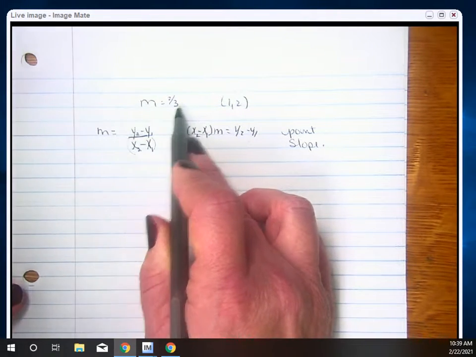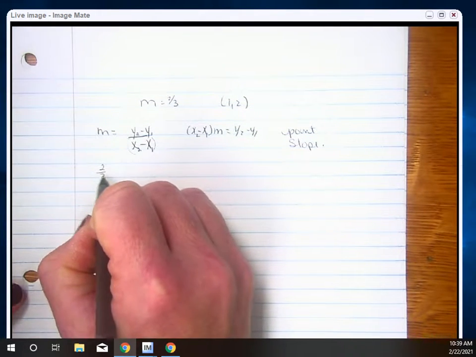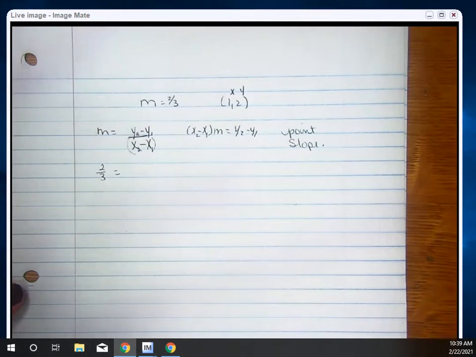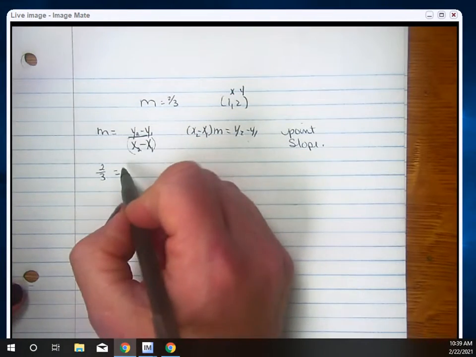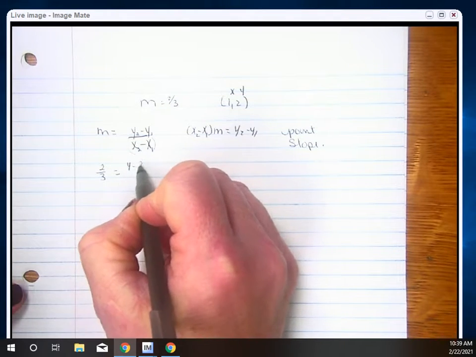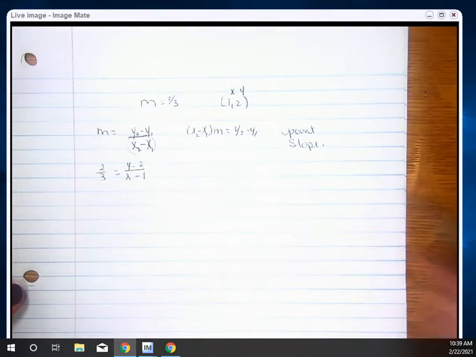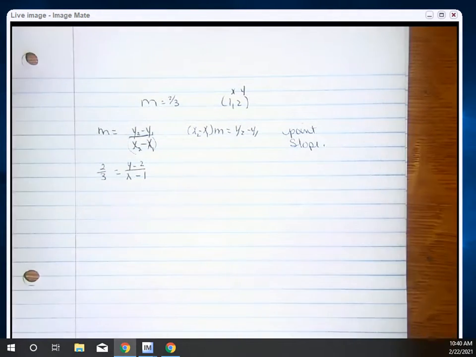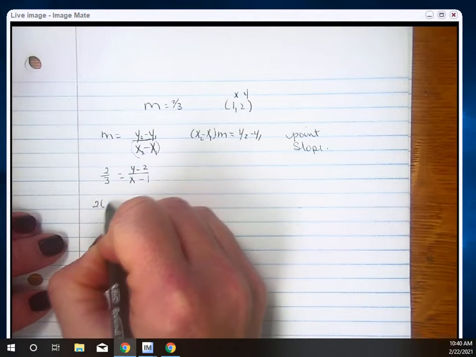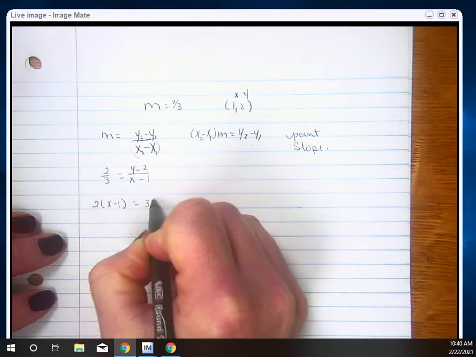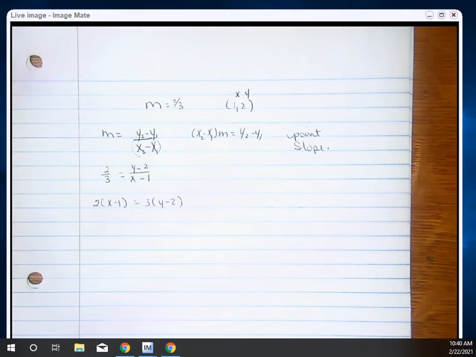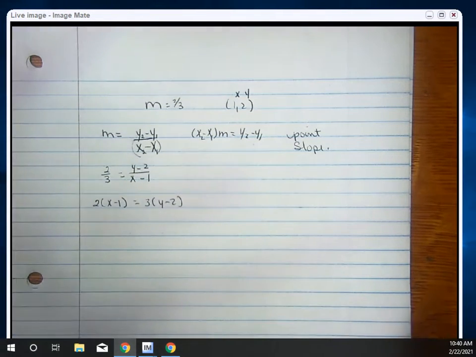The slope is 2/3. So in place of m, I'm going to put the 2/3. This point is made up of an x and a y. Y minus the y over x minus the x. How do you solve a proportion? You cross multiply. Cross multiply, yeah. So 2 times x minus 1, 3 times y minus 2. Have I lost anybody yet?